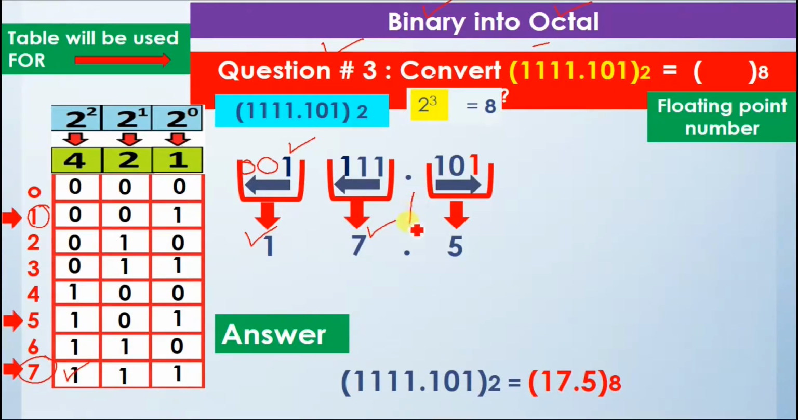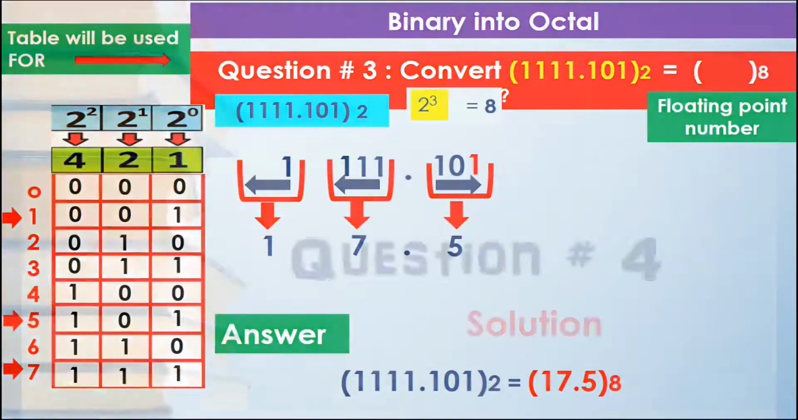Then the decimal point comes here. And next we have 101. 101 is here in the table, right? And it is equal to which digit? That is 5. So we write 5 here. So now we can say that the number 1111.101 in binary is equal to 17.5 in octal. So this is how we can solve this question.